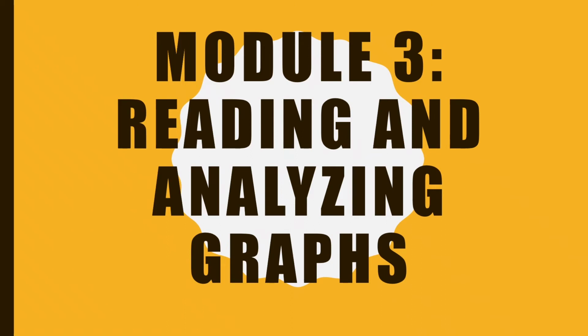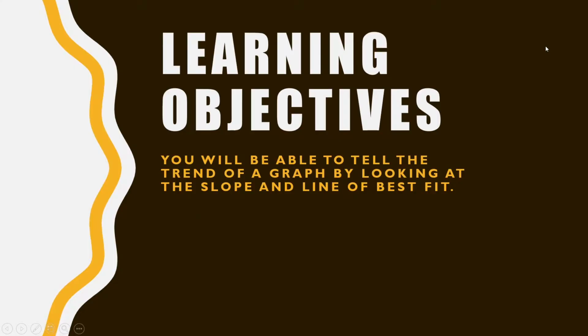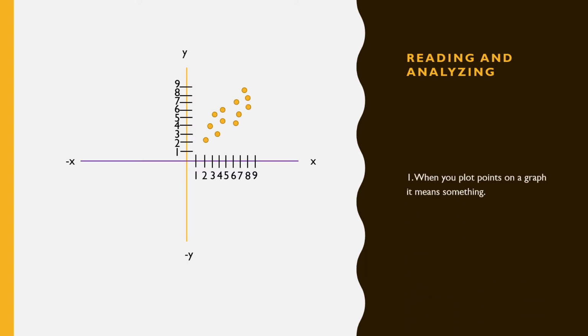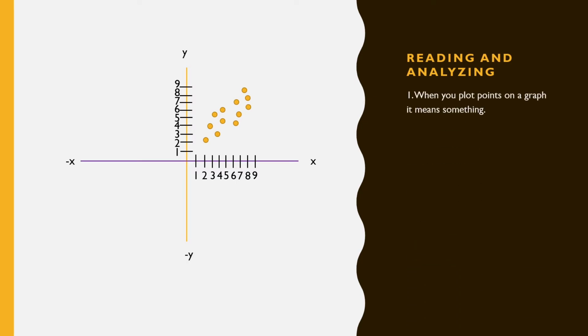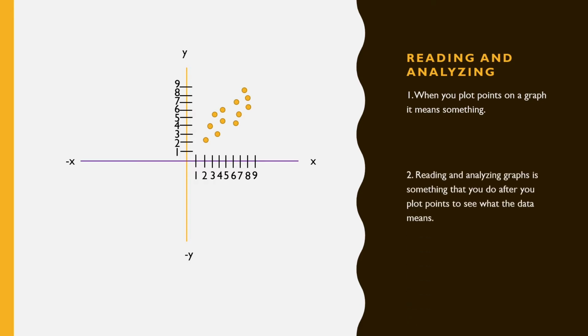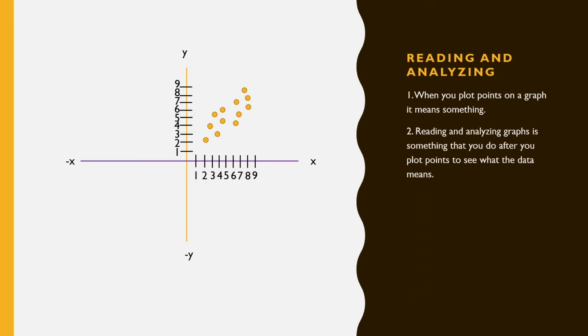Hello, class. Today, we'll be learning about reading and analyzing graphs. So by the end of this module, you will be able to tell the trend of a graph by looking at the slope and the line of best fit. So, when you plot points on a graph, it means something. You don't just plot points on a graph for a random reason. Reading and analyzing graphs is something that you do after you plot the points to see what the data means.